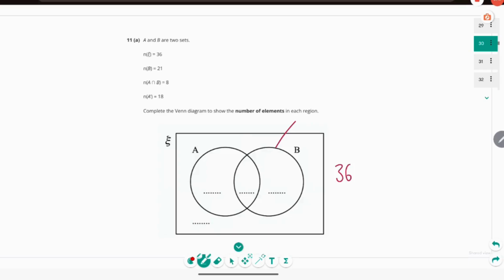Number in B, 21. Number in A and B is 8. Stick that in the middle. The number not in A is 18. Okay, so this one and this one. Nope. Not in A. This one and this one needs total 18.